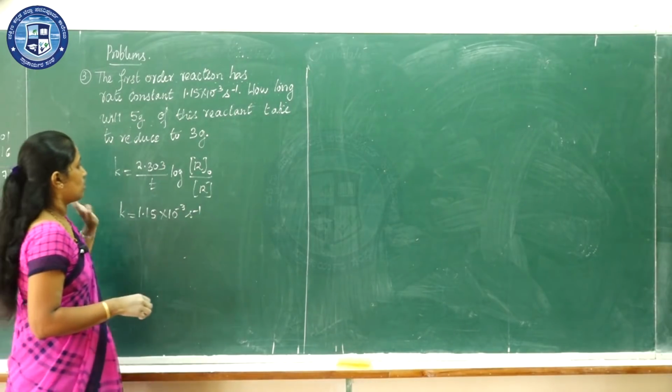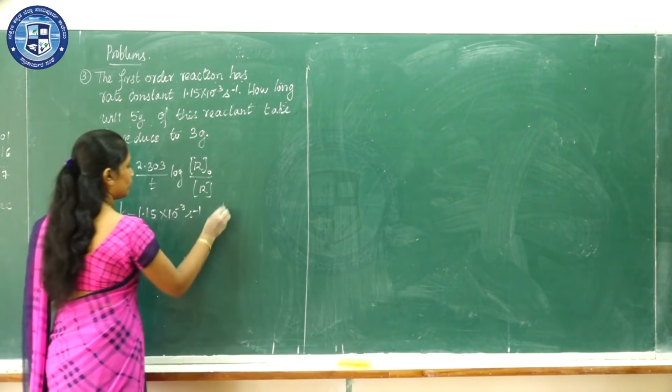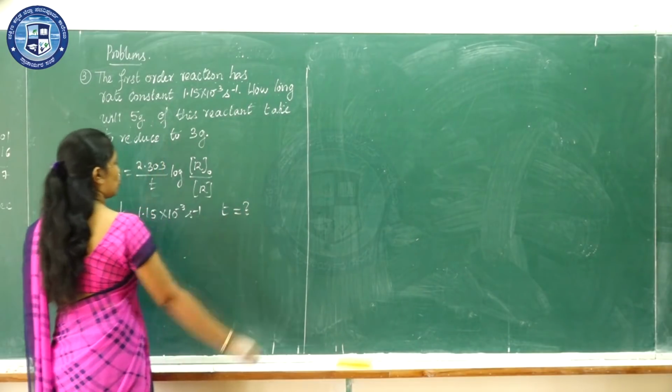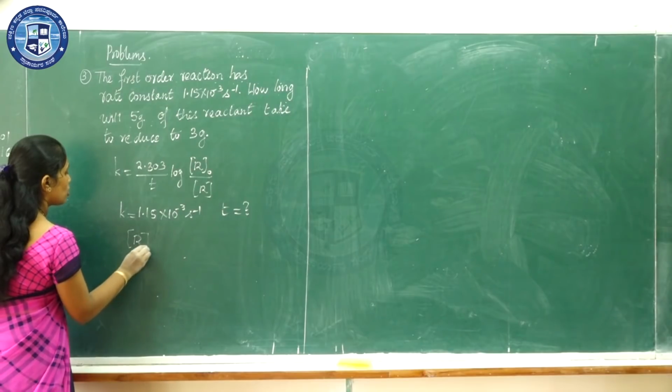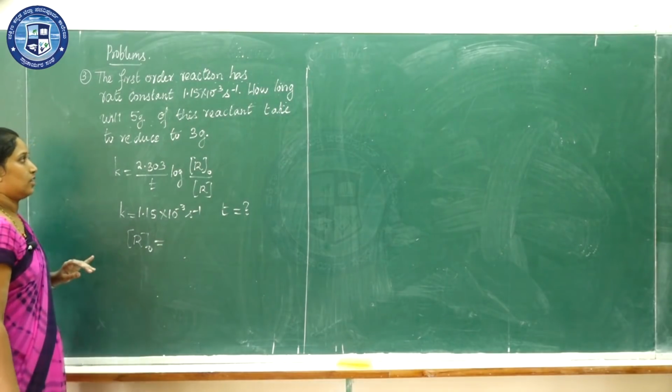Then this T is not given, we are supposed to find T. T I do not know, it is a question mark. Then what about R naught? That is the initial concentration of the reactant.